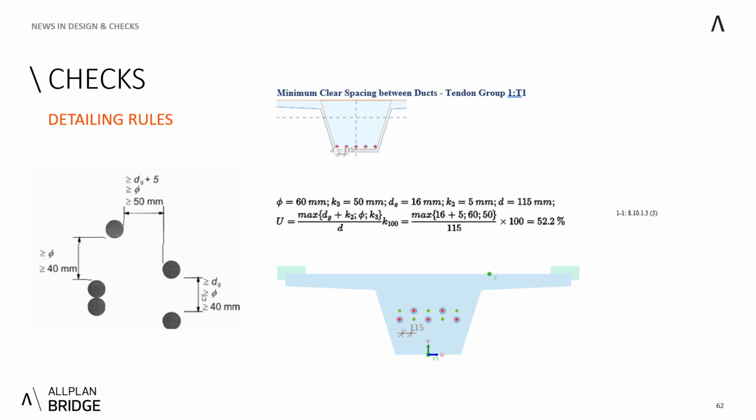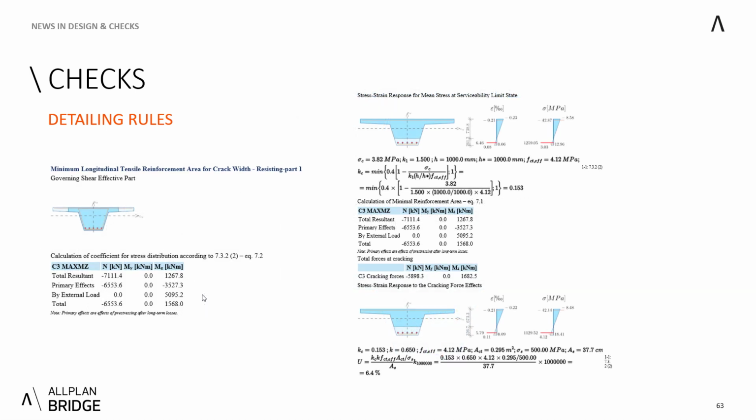Then we also check the minimal clear spacing between the ducts. You can see them visualized here, and then we also check them when the grid is in more layers. In this case, it was 150 millimeters, and you can also influence this by the change of, let's say, concrete aggregate size, which is here by default 16 millimeters. And last but not least, are the detailing rules for the crack width reinforcement area, which is going to be explained on the next slide.